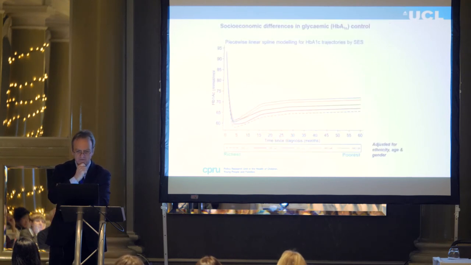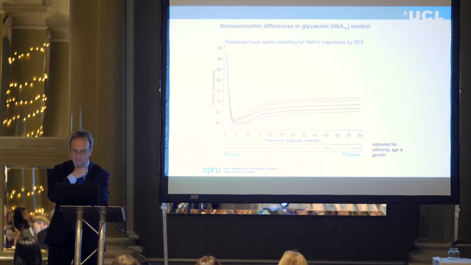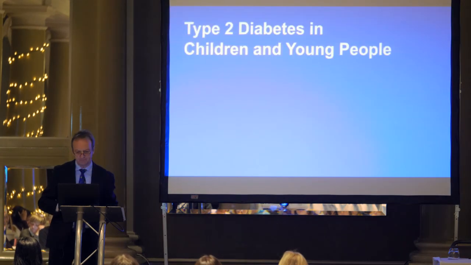And if you look at deprivation, you can see the green line is the most deprived children, the least wealthy children, and the dotted line is the wealthiest children, wealthiest families. Again, the most affluent children get the biggest drop in the honeymoon period, and they stay down below everyone else, and the poorest children get the smallest drop and stay above everyone else. So I think pretty unequivocal.